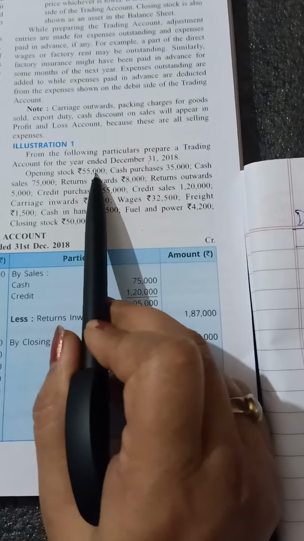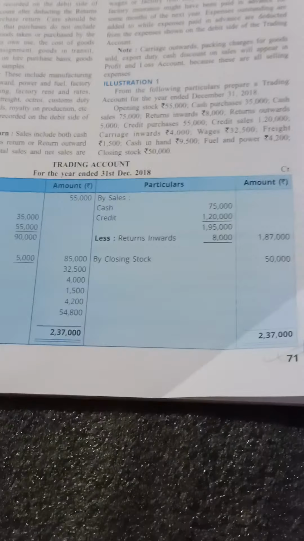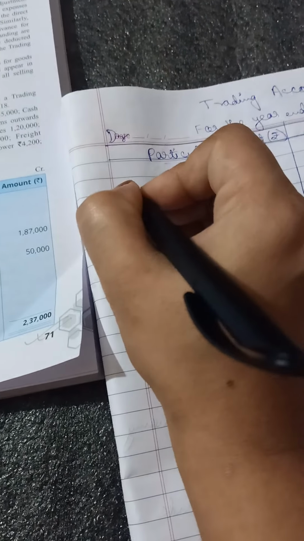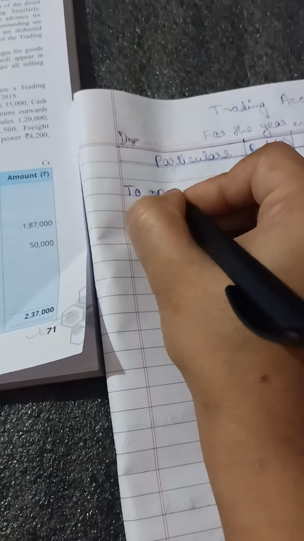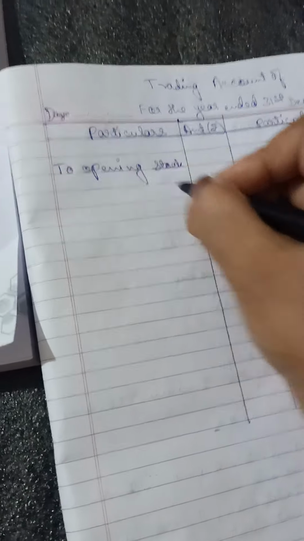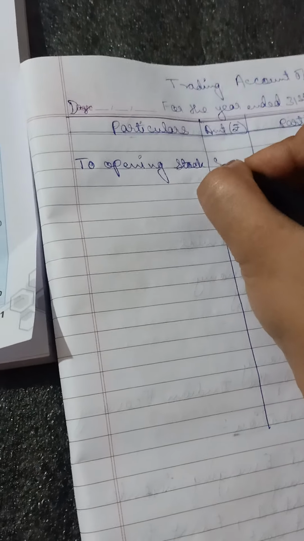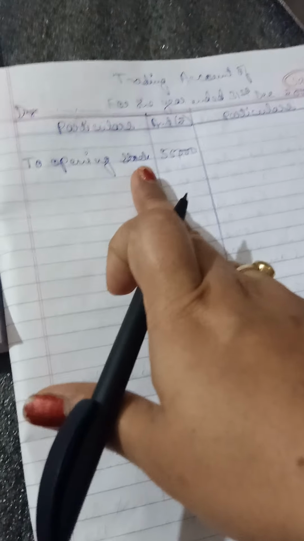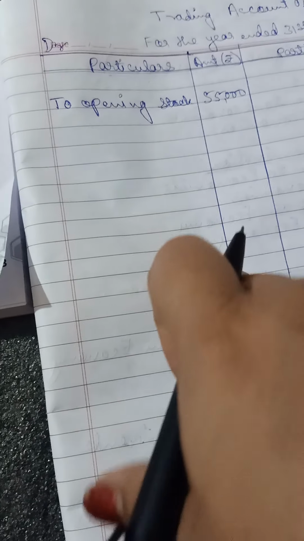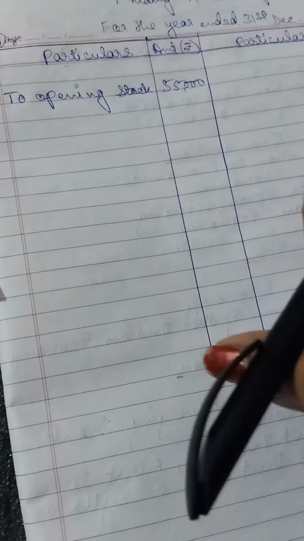Now we will start recording the transactions one by one, serially. First is opening stock of rupees 55,000. Opening stock always goes on the debit side. So we'll start with 'To opening stock', and there is no adjustment with opening stock, so we'll write the amount directly in the outer column. This is called the outer column. The adjustments, like additions and subtractions or calculations, we do in the inner column, on both sides.